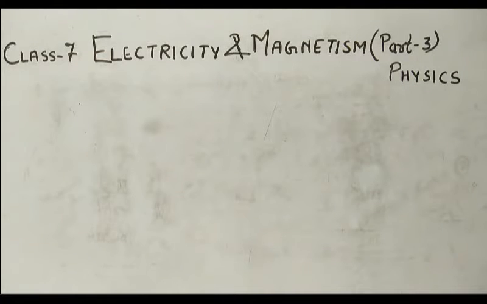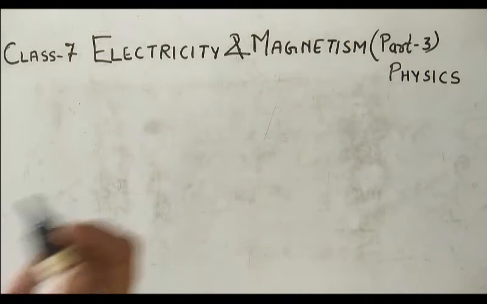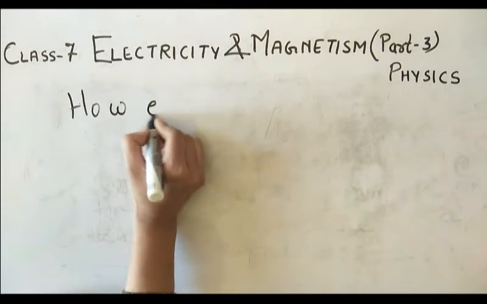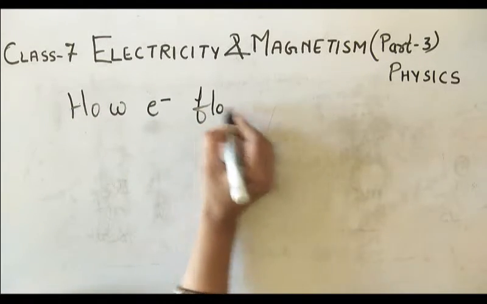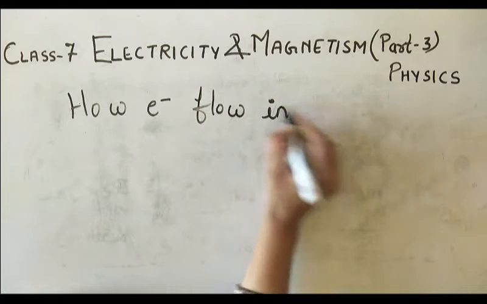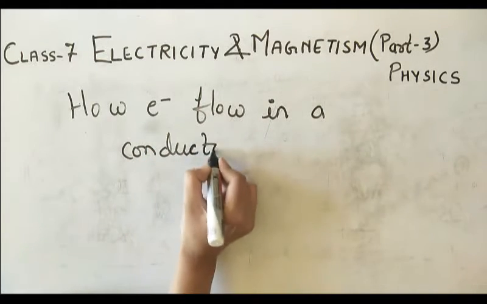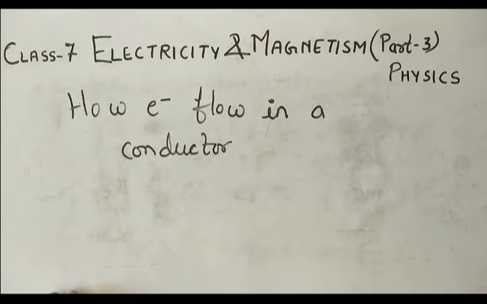The name of that topic is how electrons flow in a conductor. It is a very important topic. What is the name of the topic? Let us write: how electrons flow in a conductor. That means how the flow of electrons takes place in a conductor.